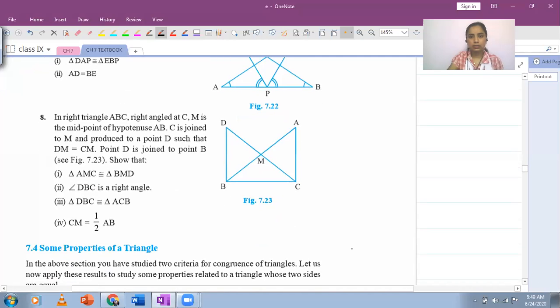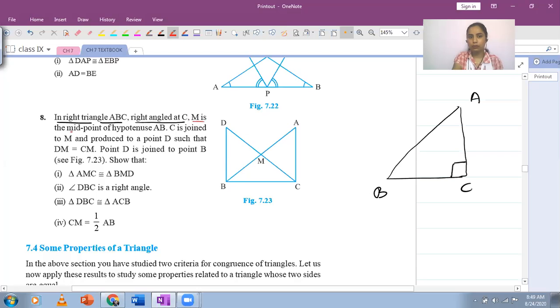Question number 8 here says that triangle ABC is a right angled triangle and the right angle is at C. So I would like you to draw it roughly with me. We have a triangle and it's a right triangle and the right angle is at C. So let's draw ABC. Further, they are saying that M is the midpoint of the hypotenuse AB. M is the midpoint of AB. If M is the midpoint of this line segment, that means these two parts are equal. Is that correct? M is the midpoint.